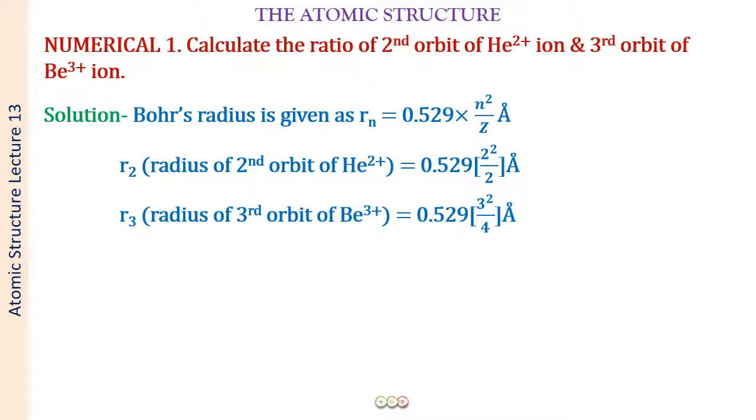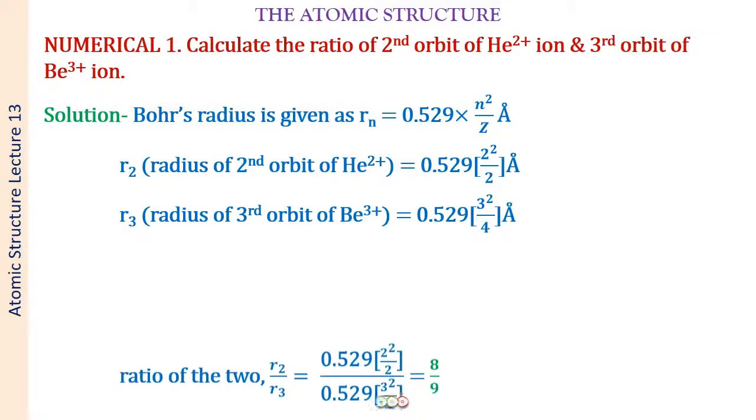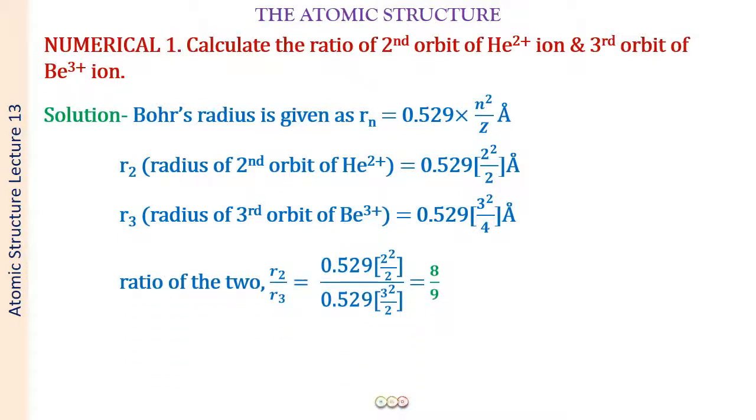And the radius of the third orbit of beryllium plus 3 ion is going to be 0.529 into 3 square, because n is 3, divided by 4, because the Z for beryllium is going to be 4. Right? So now we have to take the ratio of R2 by R3. So this we are going to solve and get as 8 by 9.